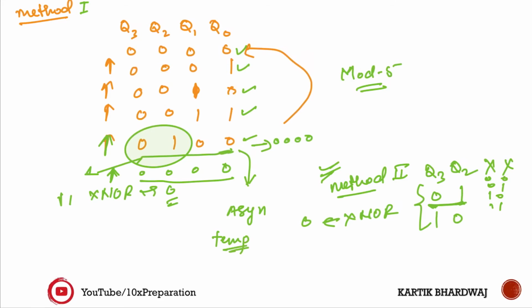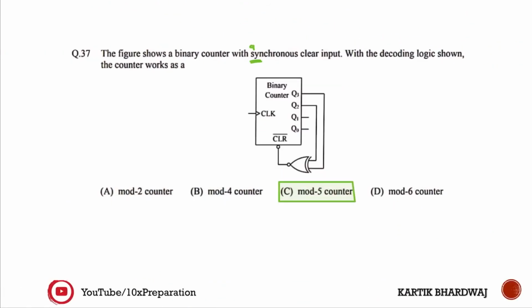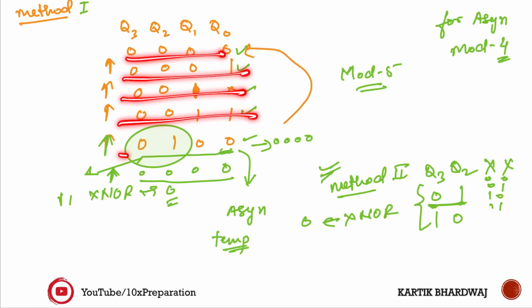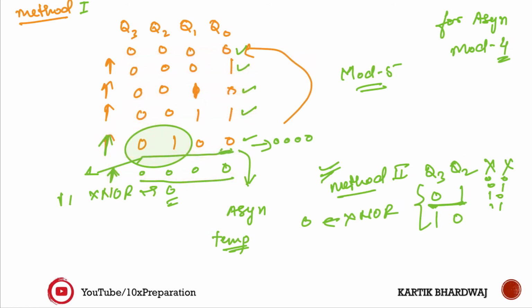So what happens in the asynchronous circuit? This is mod 4, not mod 5, for the asynchronous circuit. Why? Because a synchronous circuit needs a clock pulse: one clock pulse to reach here. You can see that every clock pulse moves it to the next state. Whenever it is here, it needs one clock pulse, and on the next clock pulse it becomes 0. But this is not the case in an asynchronous circuit. At the same clock pulse it becomes 0 0 0 0.